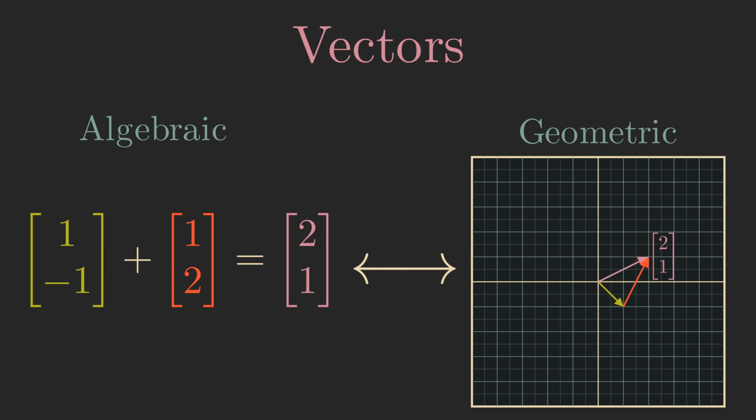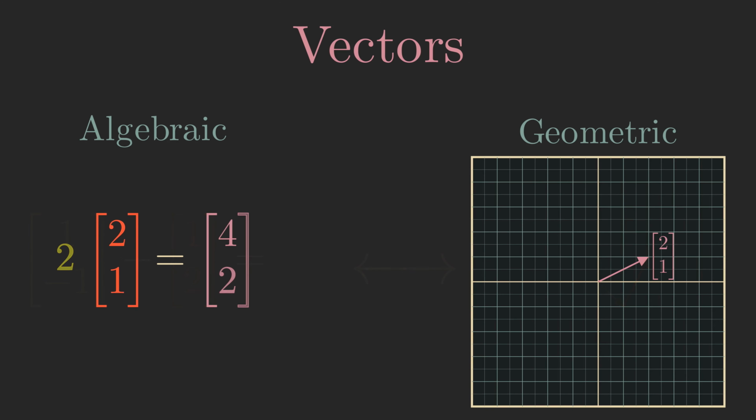We can also multiply a vector by a number. In the algebraic representation, you multiply each term by the number, while in the geometric representation, you stretch the arrow by that number. Again, as you might have guessed, both of these representations express the same thing.